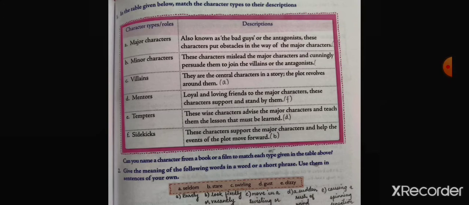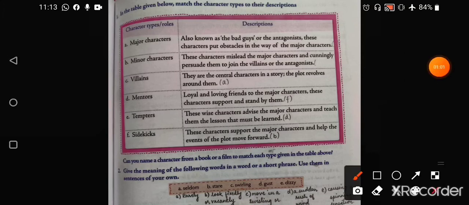Mentors, these wise characters advise the major characters and teach them the lesson that must be learned. Tempters, these characters mislead the major character and cunningly persuade them to join the villain or the antagonist. This is E. I forgot to write. Next is sidekicks. Sidekicks are loyal and loving friends to the major characters. These characters support and stand by them.